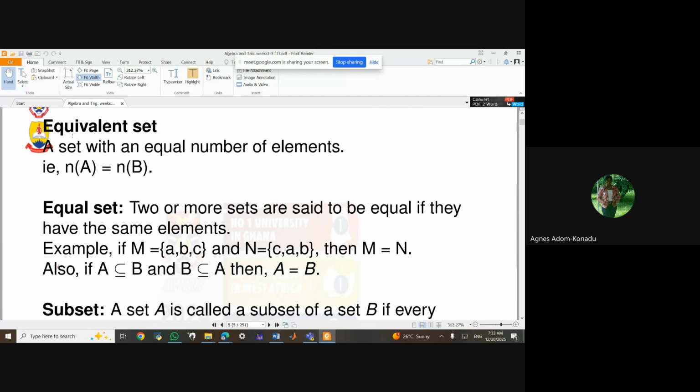Then we have what we call equal sets. When you talk about equal, it means that they are the same. So two or more sets are said to be equal if they have the same elements. So if I have a set M that has members A, B, C, and the set N has C, A, B, you can see that the elements in this are the same as the elements in this. So it means that they are equal sets. We write it as M is equal to N.